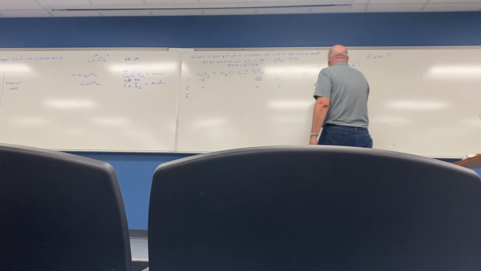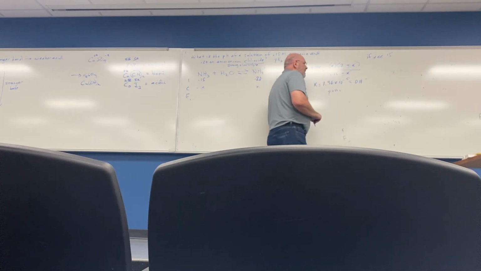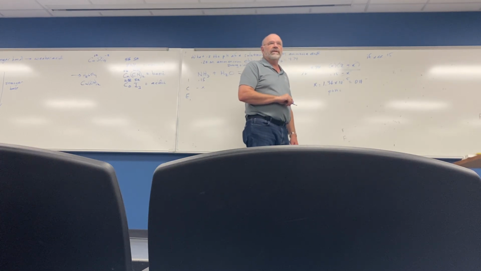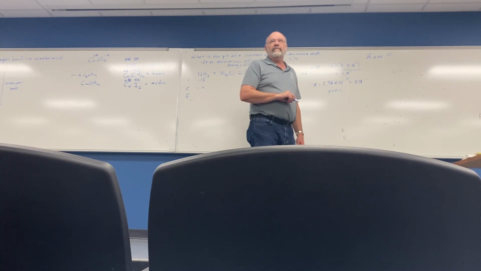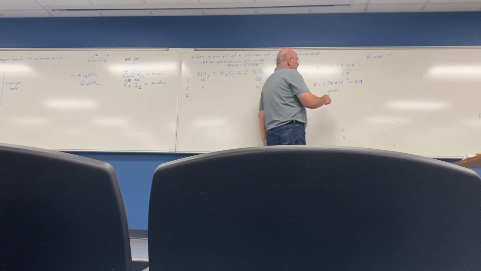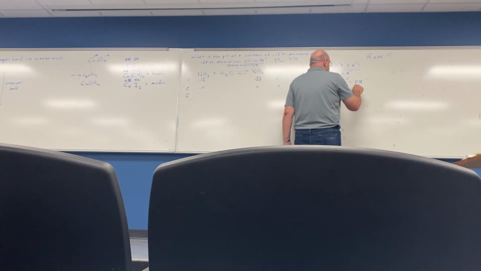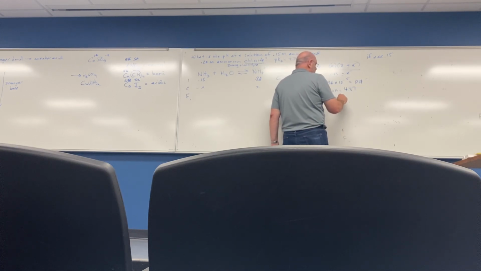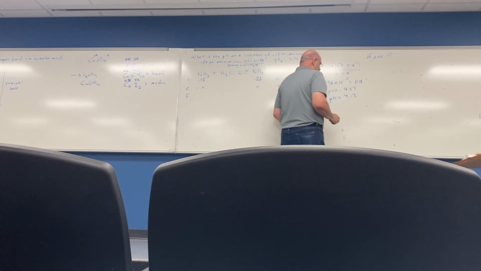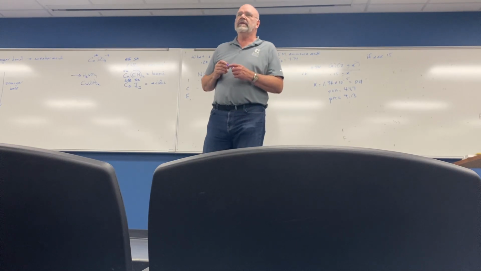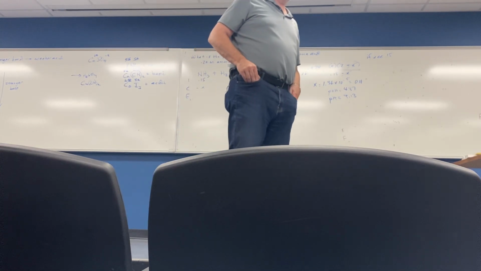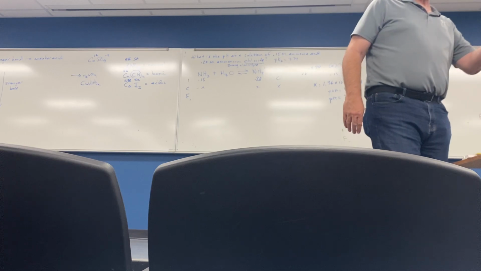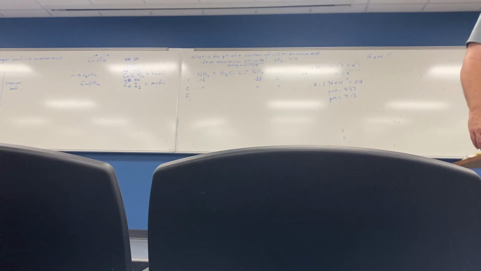Okay, so my pOH is 4.87. And so my pH would be what, 9.13? Okay. Now think about that for a second, and it should totally make sense to you.